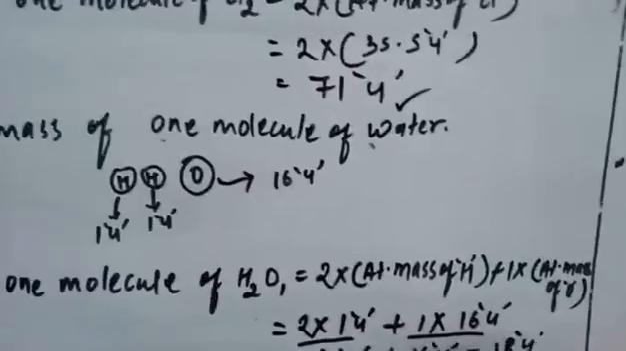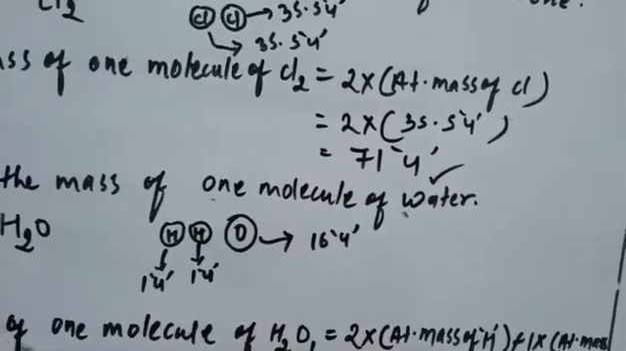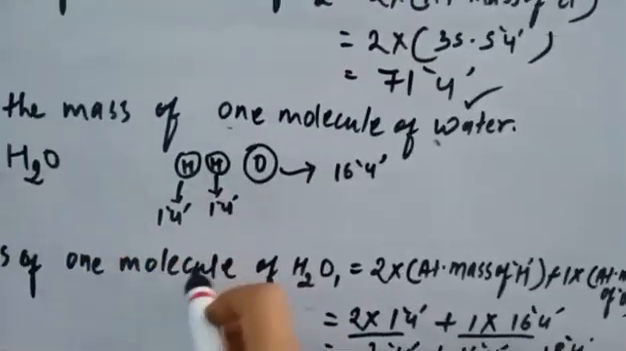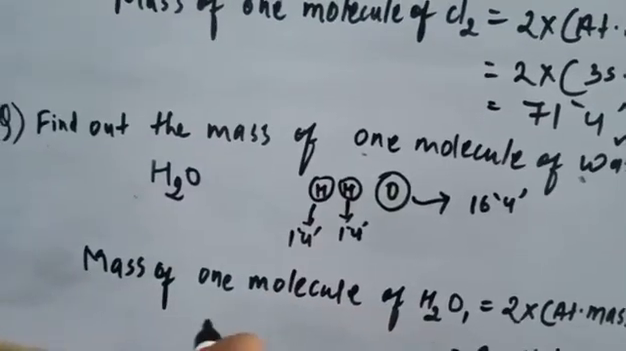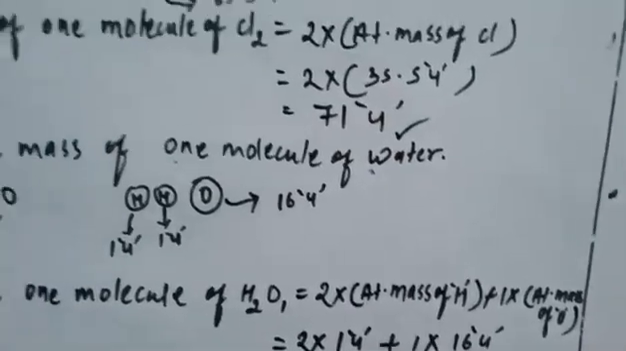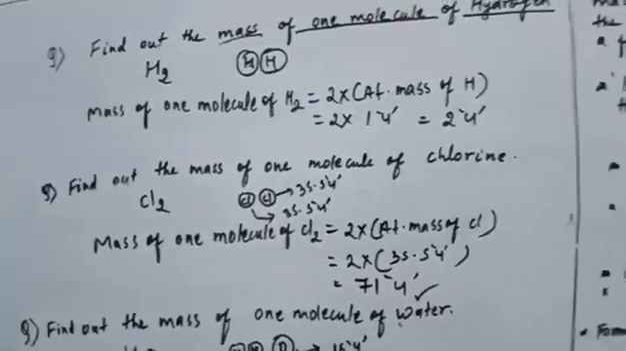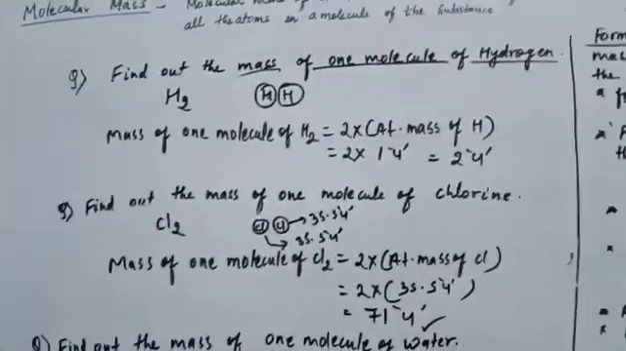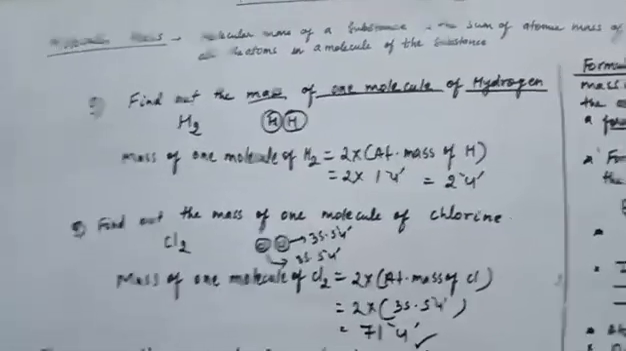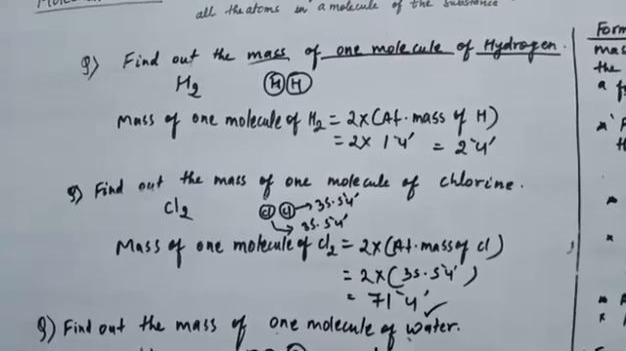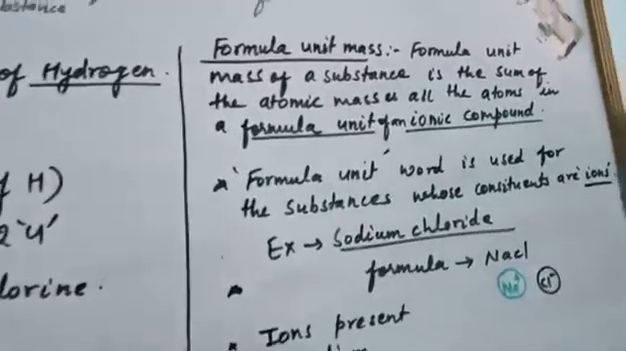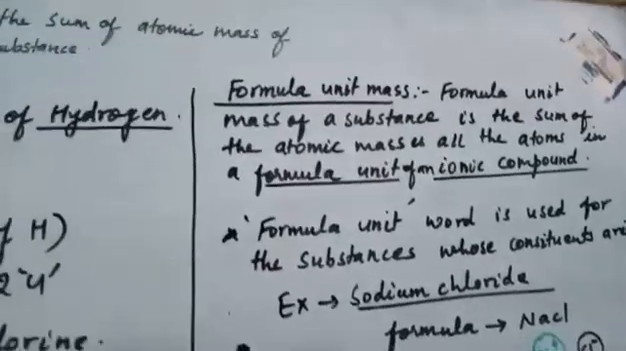The same you are getting now. So the mass of one molecule of water is 18u. So the mass of one molecule of water or the molecular mass of water, both are the same. We will get 18u only. So a question like that can be asked. You should be very careful when you are reading the question, and don't get confused if it is asked in this way. Okay. So you have one more topic, that is formula unit mass.